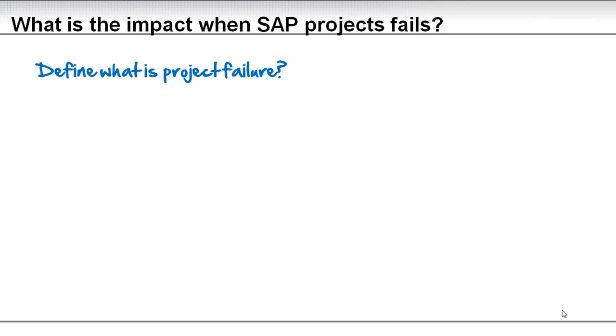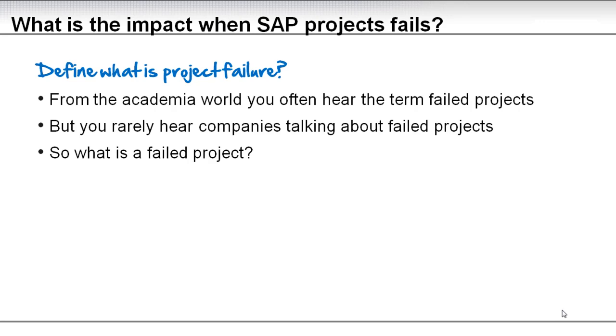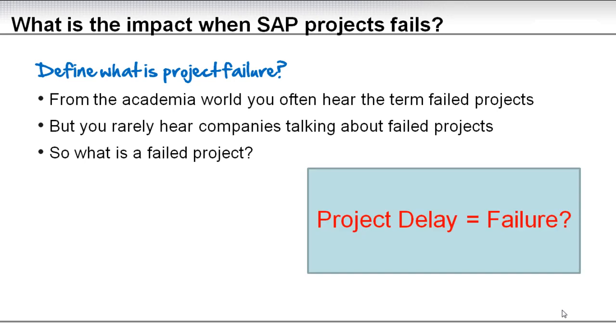But first, let's define what is considered a project failure, to get the terms and terminology right. From the academic world, you will often hear the term failed projects, but you rarely hear companies talking about failed projects. So the question is, what is a failed project? Is it because the project gets delayed? Is that considered a failure? Is it cost overrun, where we exceed the budget in order to accomplish the project?